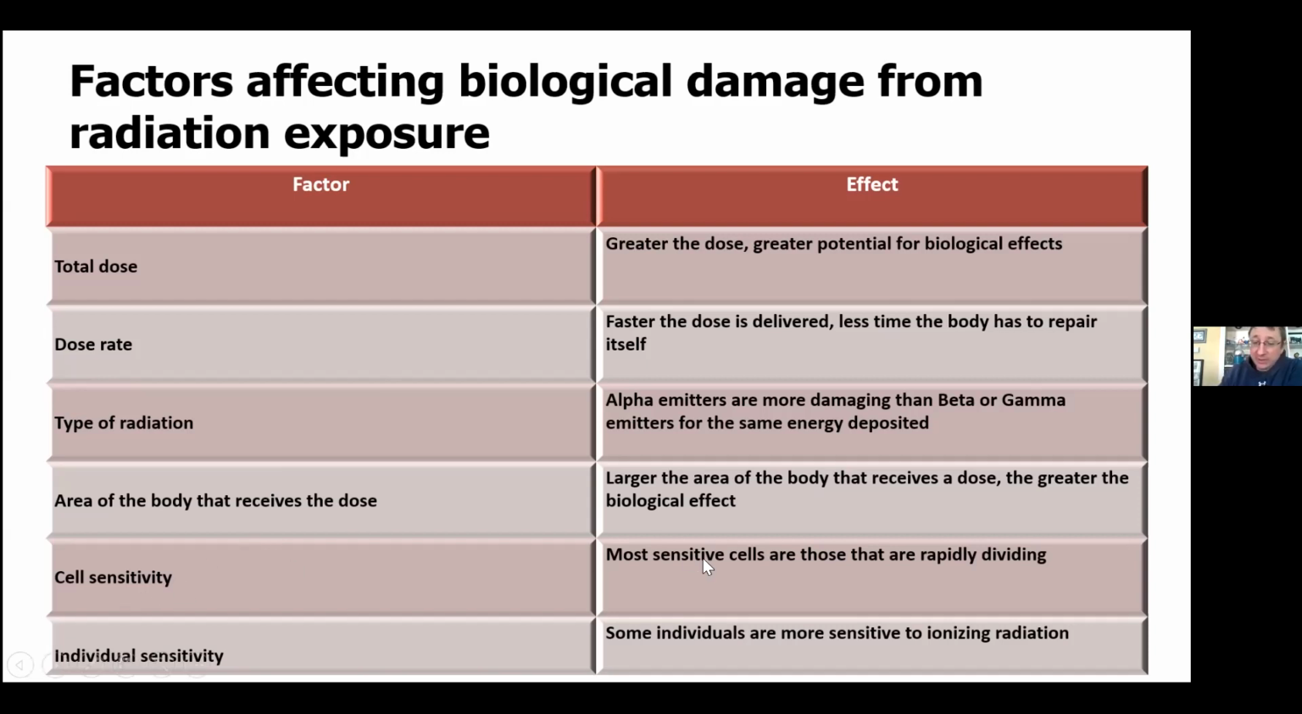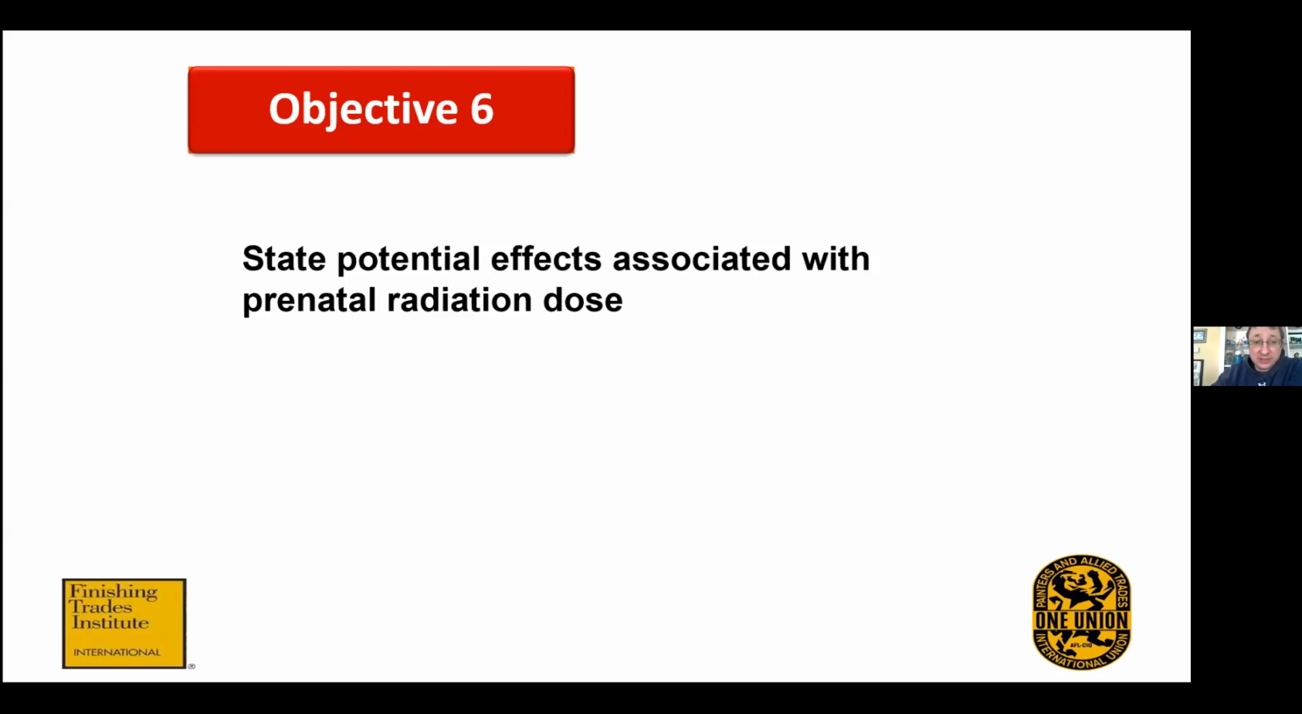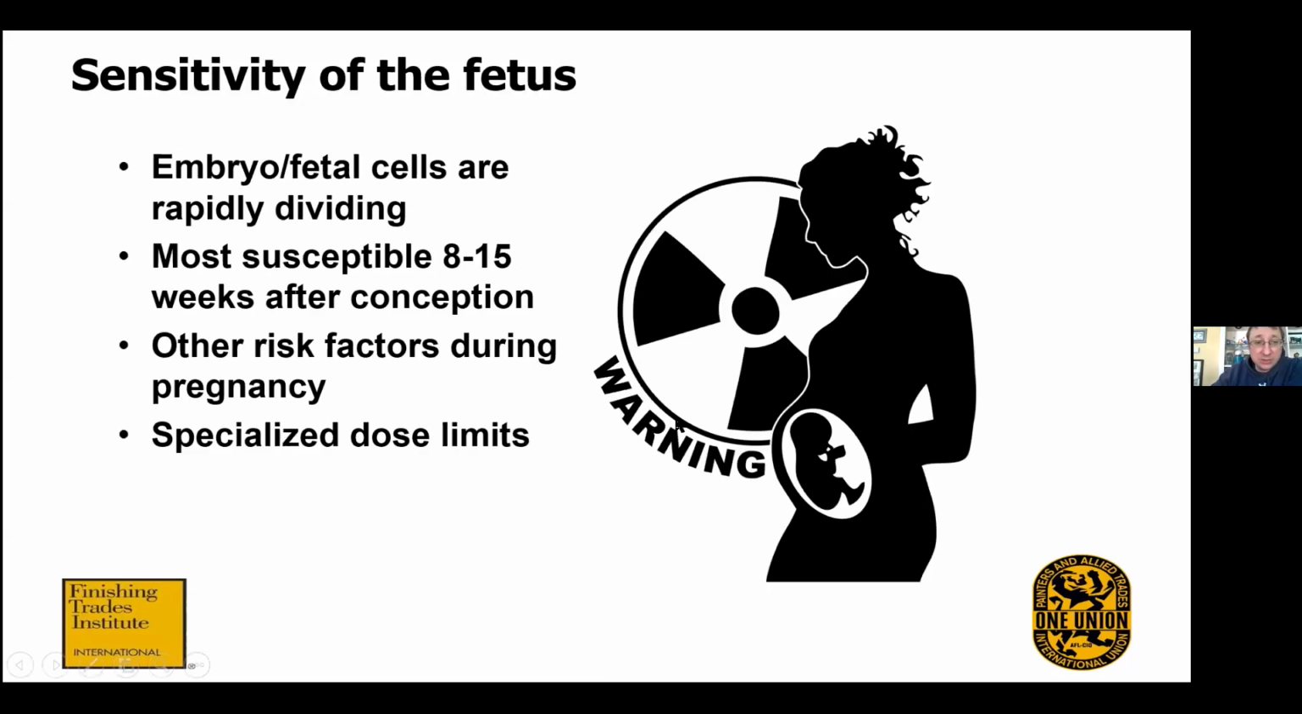Cell sensitivity: we mentioned rapidly dividing cells are more sensitive. And then individual sensitivity, so we might have underlying issues that might cause us to have greater effects from that radiation. State potential effects associated with prenatal radiation dose. Sensitivity of the fetus is an issue if you are thinking about becoming pregnant or you are pregnant and you're a DOE worker. There's a special procedure that you can go through to declare yourself a pregnant worker, and then you fall into a separate set of protections.